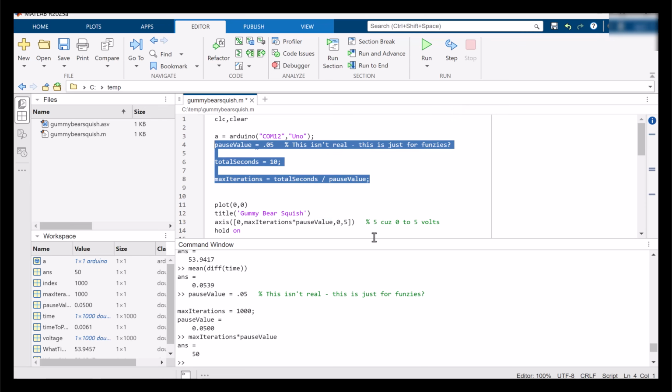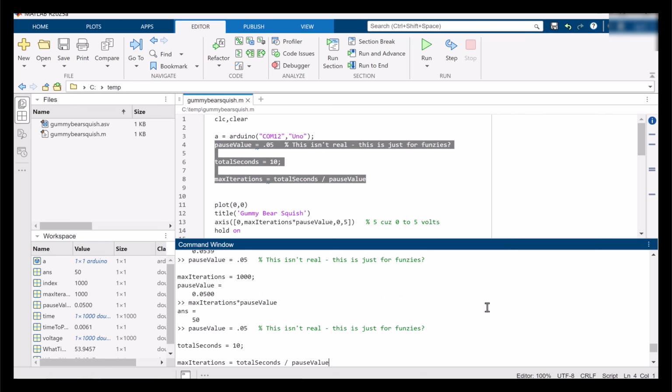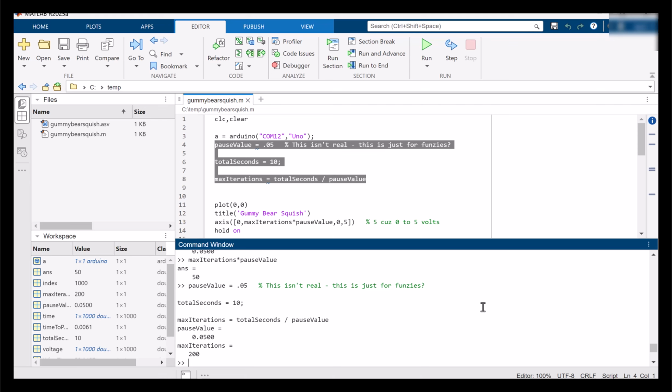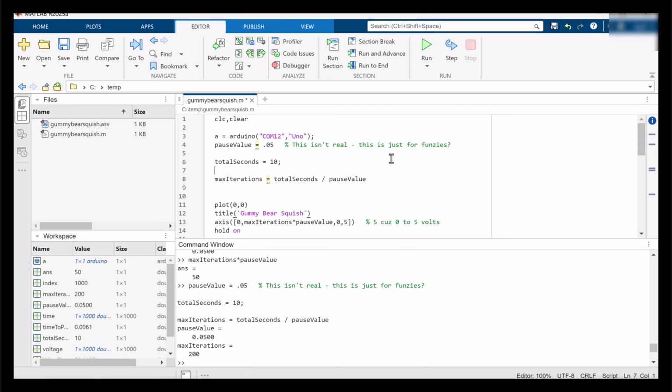Sorry, you get to this point and your brain stops working. Let me just plug this in at the bottom and make sure that these numbers make sense. 200 iterations. Okay, so a maximum of 200 iterations, and that's assuming everything runs perfectly.